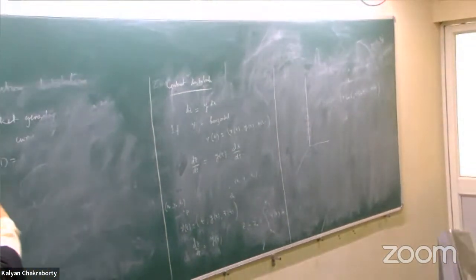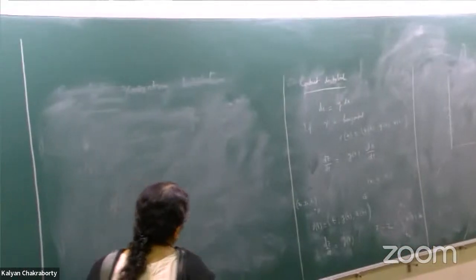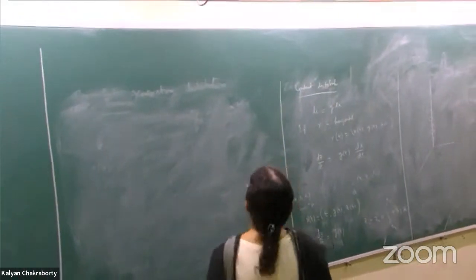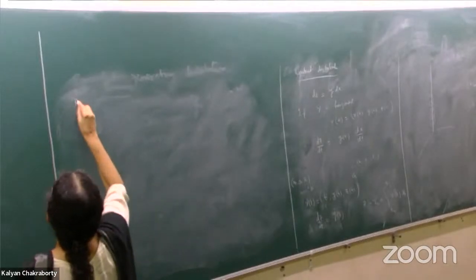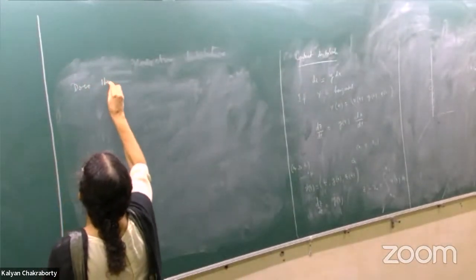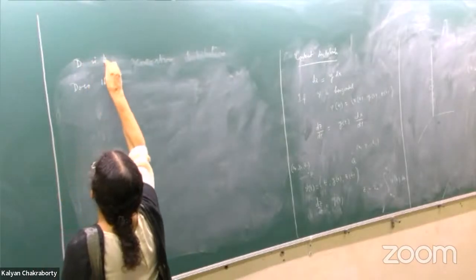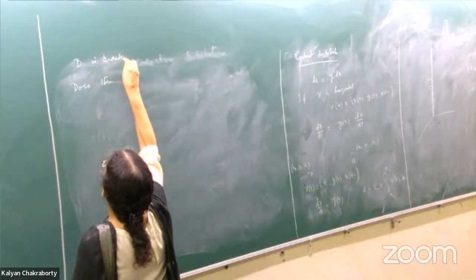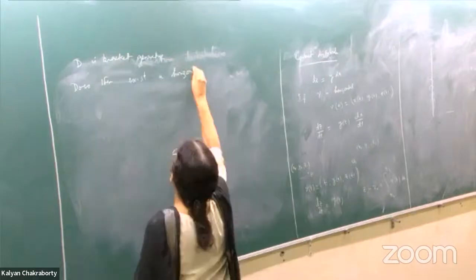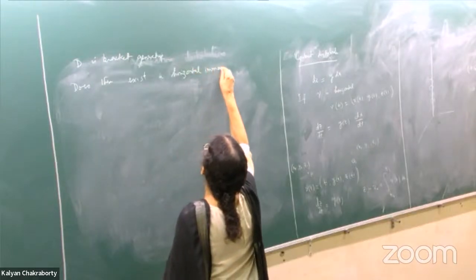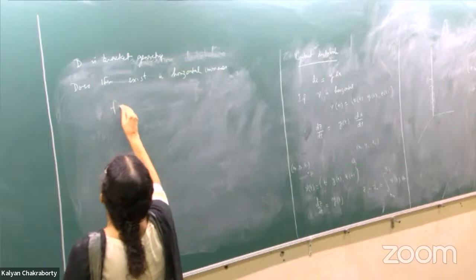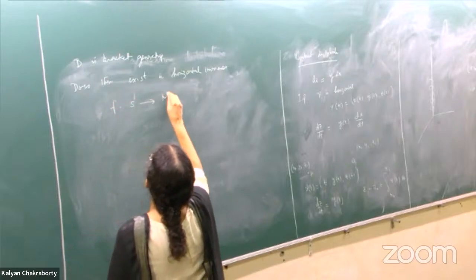Now the next question that is relevant here is: if D is bracket generating, does there exist a horizontal immersion F from S1?